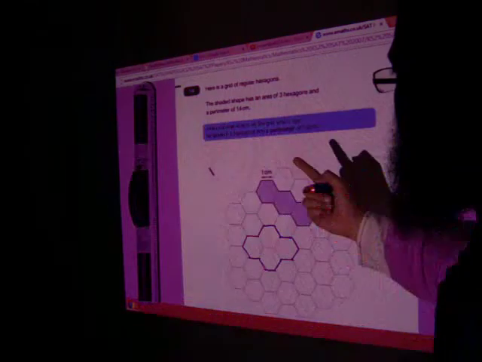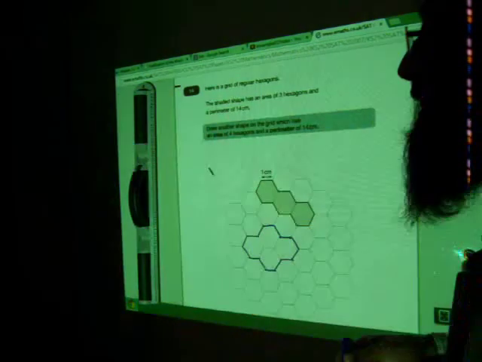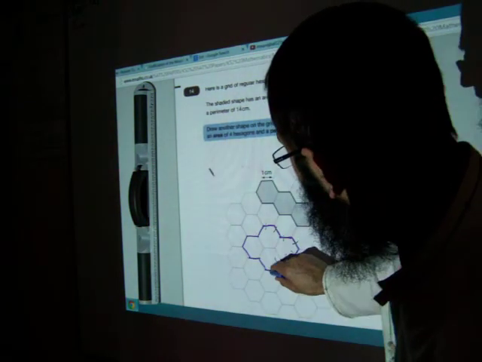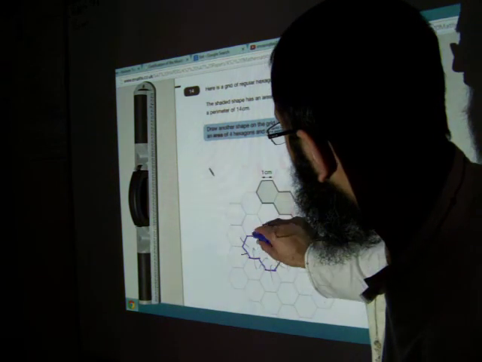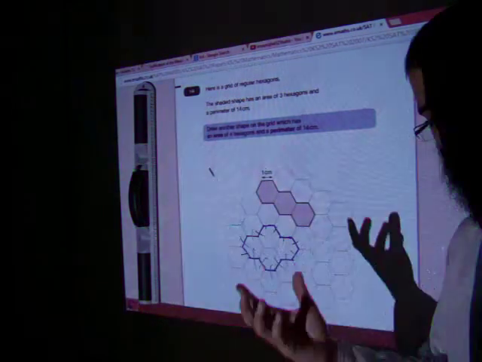So this is the drawing that's been sponsored by Hafsa. It's supposed to have an area of 4 hexagons. We can see the 1, 2, 3, 4, and a perimeter of 14. Let's do the counting. Let's check. 1, 2, 3, 4, 5, 6, 7, 8, 9, 10, 11, 12, 13, 14. Beautiful answer.